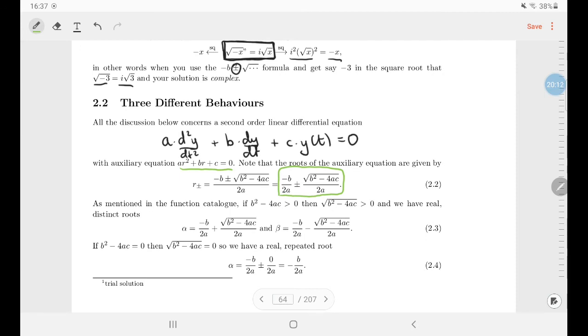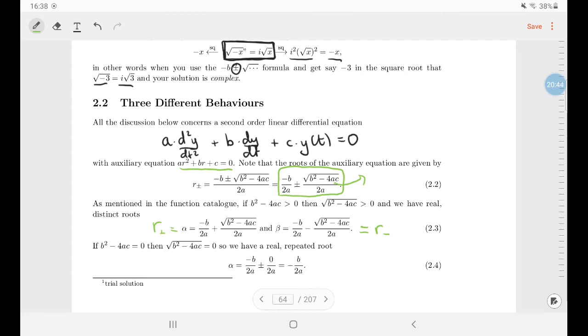If the b squared minus 4ac is positive, this is a square root of a positive number, so you have two different roots, which we might call alpha and beta here. The plus one we could call r plus, and the other r minus. That's two different roots. And if you have different roots, remember we were saying we needed different, linearly independent solutions. So different roots, you automatically get different solutions, no problem.